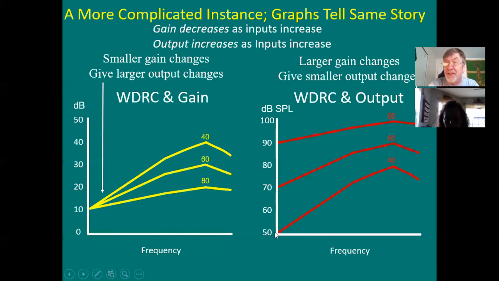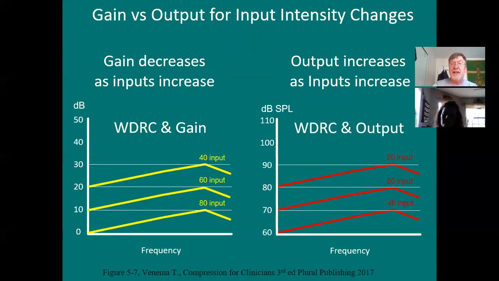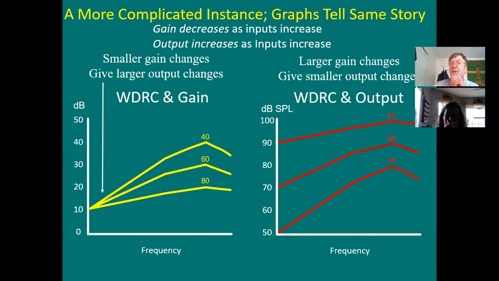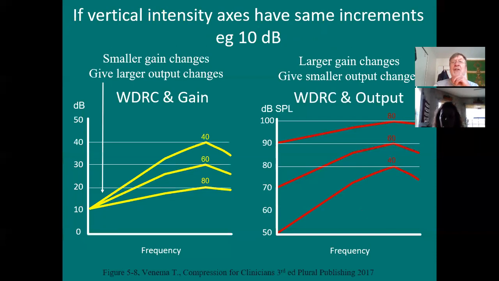in terms of output. It's just a highlight to you of the differences between reading output versus reading gain. It's a game changer. It's a gain changer. So, gain versus output for input intensity changes: with gain, it decreases as inputs increase. With output, output increases as inputs increase. So I would make it one's business to look carefully at these three pictures and make them make sense to yourselves, and that way you get it.